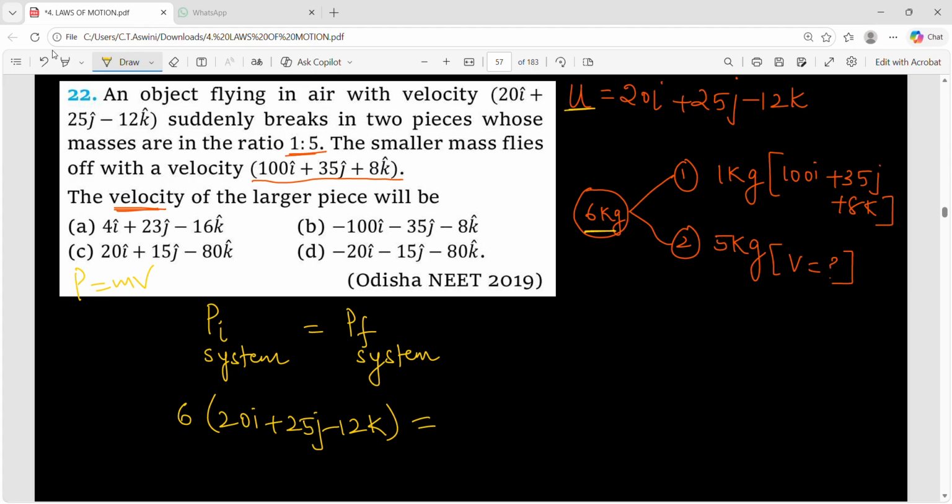Now finally, final momentum. In the system there are two pieces now. So you have to take the momentum of first piece, also the momentum of second piece, and you have to take their addition. So m, that is 1, v is 100i plus 35j plus 8k. This is the momentum of the smaller mass. Plus, what is the momentum of the larger mass? M into v. We don't know that, so keep it as v only.